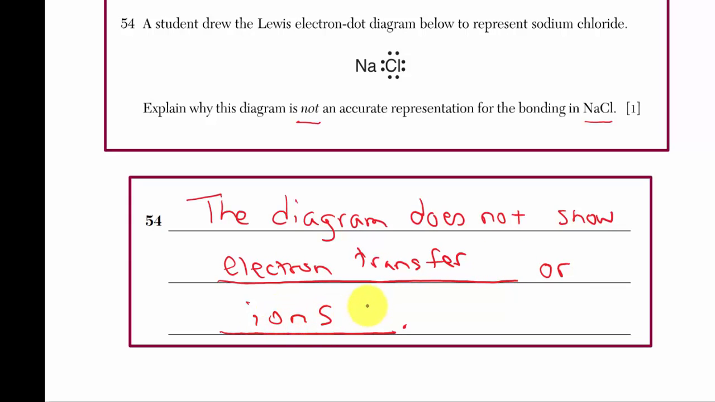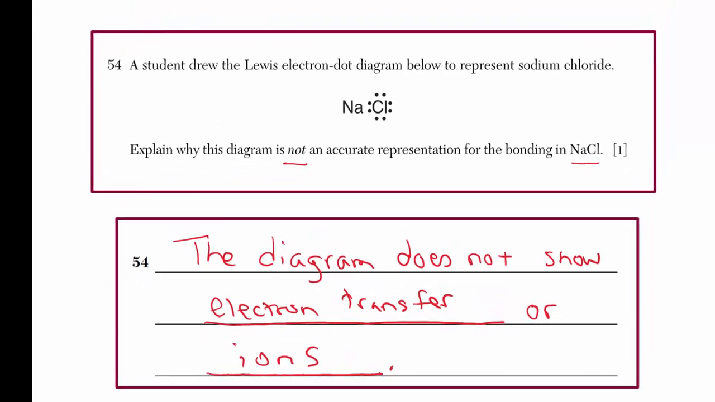It should have ions, and you would have to represent the electron transfer somehow. So many different ways it can be stated, and the Regents will gladly accept any accurate explanation of why this diagram is wrong, and here are just a few.